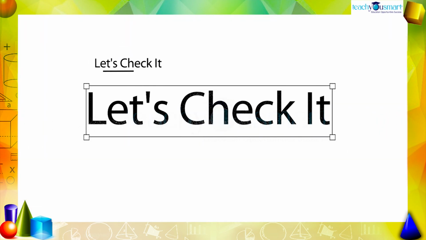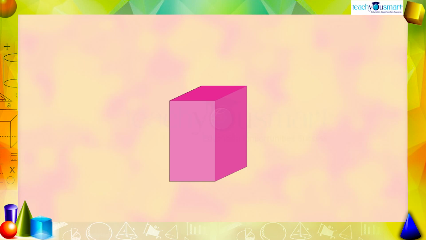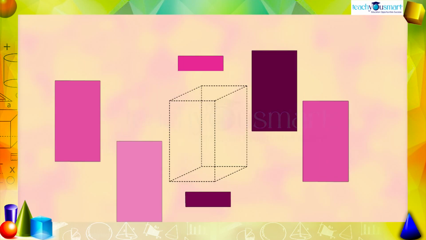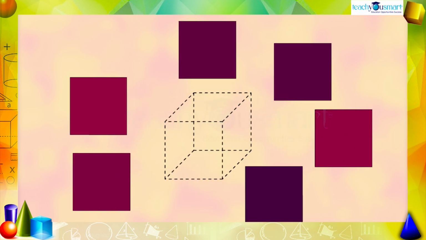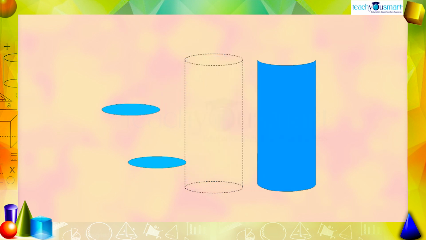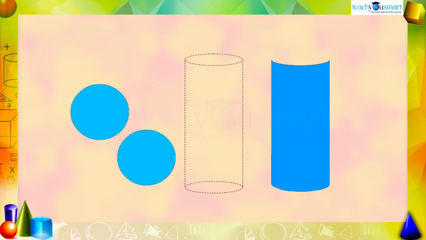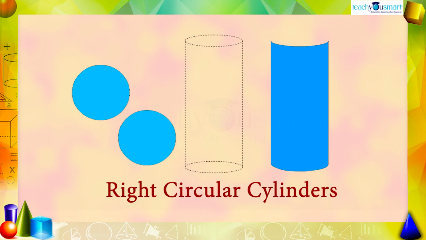Let's check it. In a cuboid, there are six faces. Each is rectangular and opposite faces are congruent. So there are three pairs of congruent faces. In a cube, all faces are squares that are congruent. And in a cylinder, there is one curved surface and two circular faces that are congruent. These cylinders are called right circular cylinders.